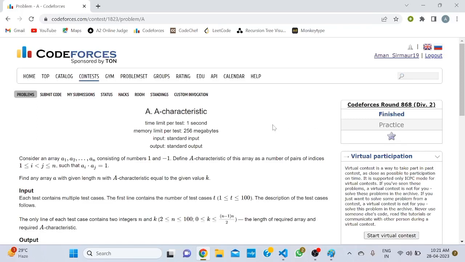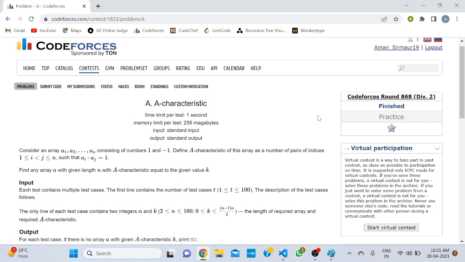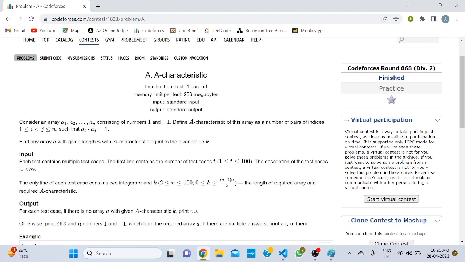So today we are going to solve Codeforces Round 868, Division 2, first question. In this question, it is given that consider an array a1, a2 up to an consisting of numbers 1 and minus 1. So we are given an array which contains only elements 1 and minus 1.